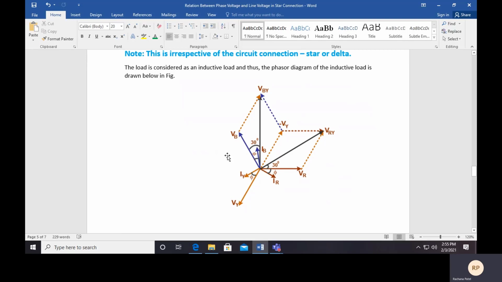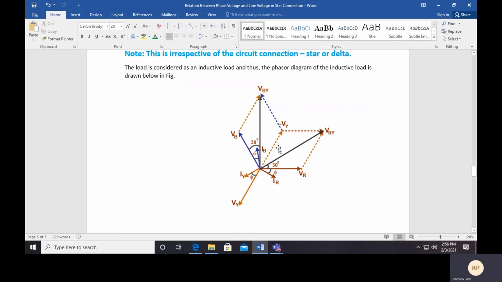VR, VY and VB are our reference voltage vectors. Already we have taken the load as an RL load, so the current will obviously lag by angle phi. So this is the position for VR, IR, and IR is lagging VR by angle phi. In the same way, this is the position for the Y current and this is for IB.